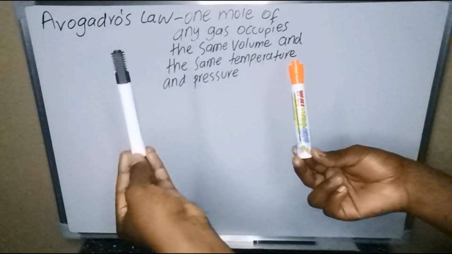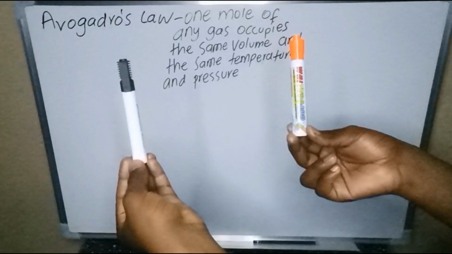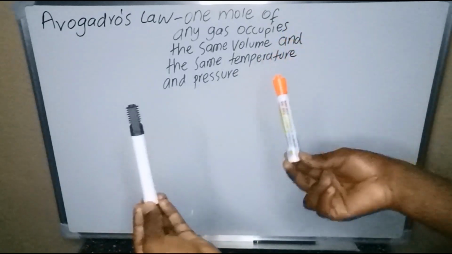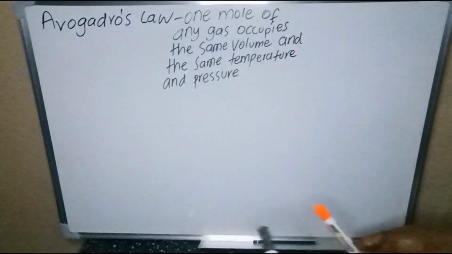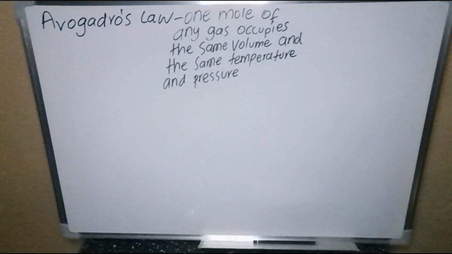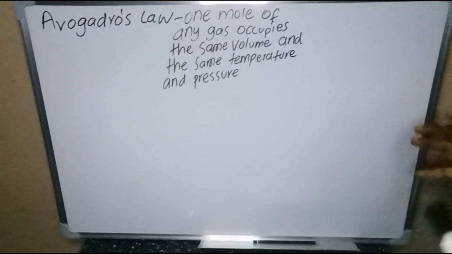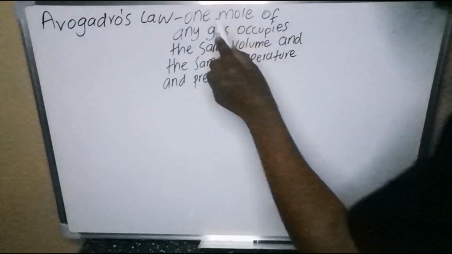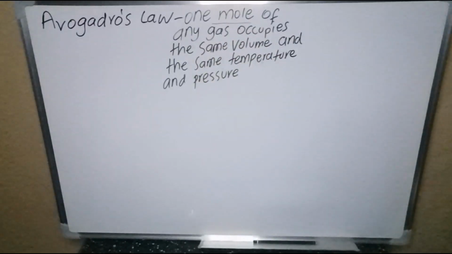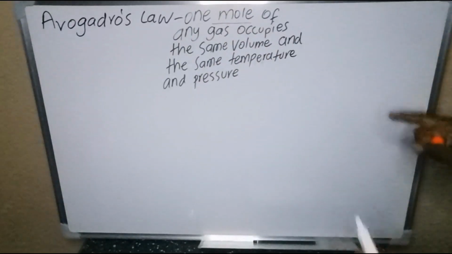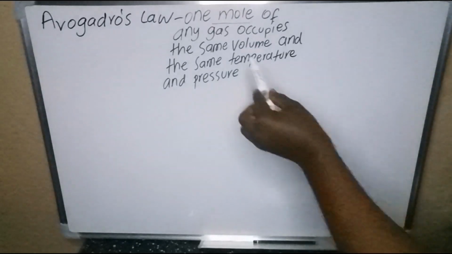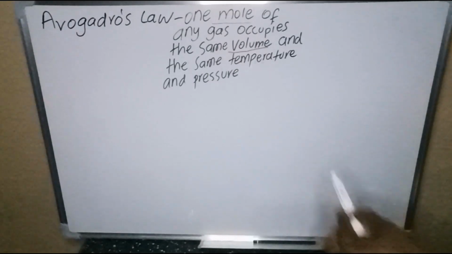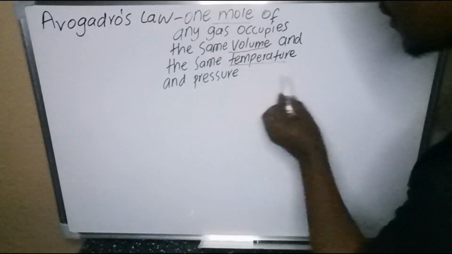So the two cylinders will have the same volume, the same temperature, and even the same pressure. That's basically the definition of Avogadro's law. This definition has various concepts in it. We talked about a mole previously. Now we're talking about volume, and we've got temperature and pressure.